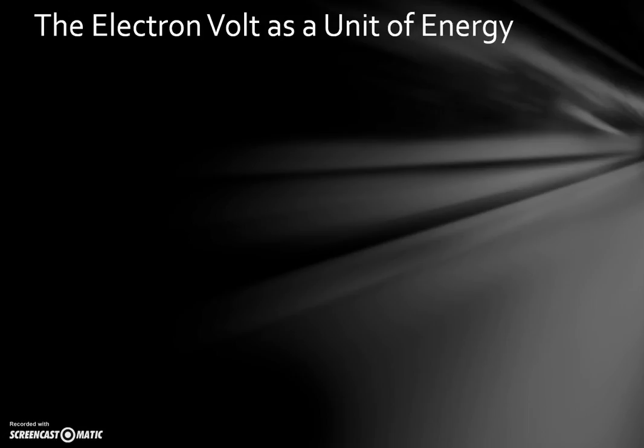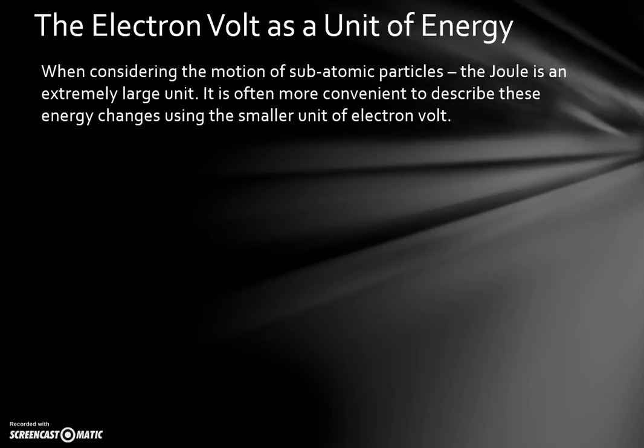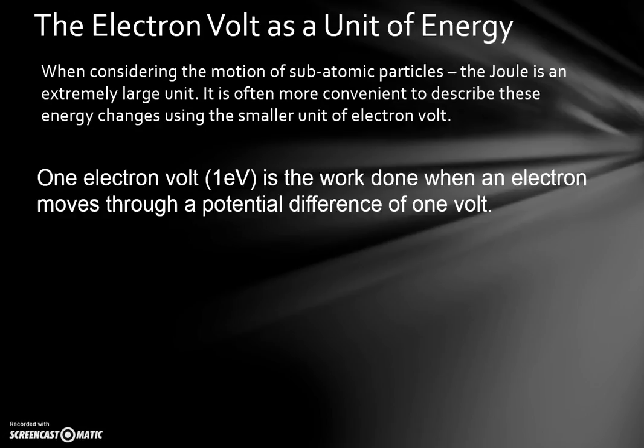Now, there's a different type of unit that we'll be looking at in these examples called an electron volt. When we look at things like subatomic particles that are really, really tiny, the joule is a huge unit, and it's more often convenient to describe these energy changes using a tiny unit called an electron volt. Now, 1 electron volt, or 1 little e with a capital V, is the work done when an electron moves through a potential difference of 1 volt.